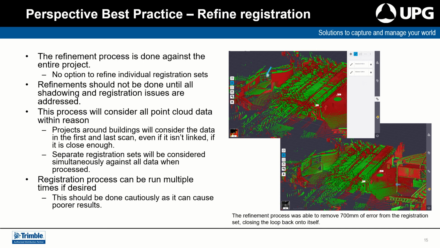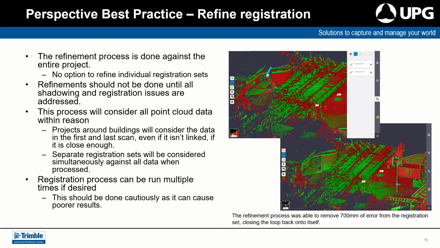Refinements should not be done until all the shadowing and registration issues are addressed. This process will consider all the point cloud data that is in a project. Projects around buildings will consider the data as the first and last scan and help address misclosure issues in this refinement process. And generally, misclosures to within a certain degree will be closed up as long as they're close enough. There are cases where the distance of misclosure may be too great and it won't work, in which case there may be something else impacting that project and it should be addressed.